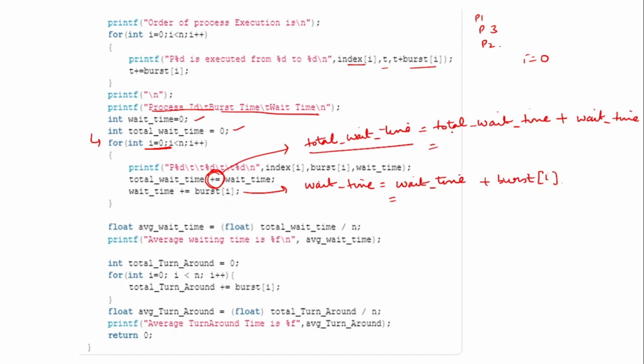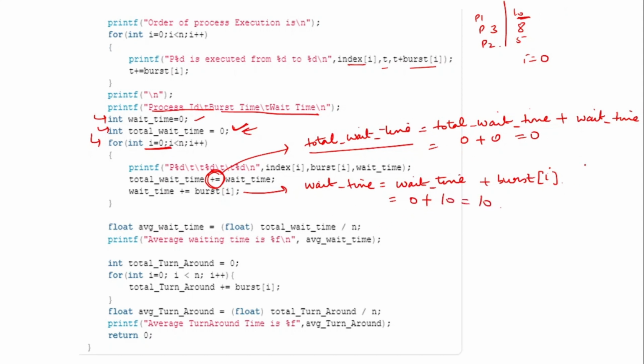So how is this done? Let's suppose the total waiting time is initially 0. Plus the waiting time, which is also equal to 0, because these two things are previously 0. So the total waiting time is 0. But under the next statement, you see waiting time is equal to waiting time plus the burst time. So waiting time is again 0 plus the burst time of the ith process. The burst time of P1 was 10, P3 was 8 and P2 was 5. So this would be 0 plus the burst time of the first process, that is 10. So this would be 10.